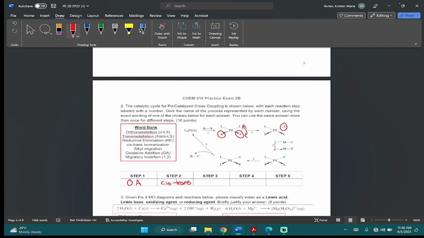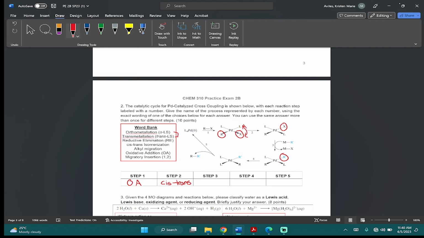Then for the third step, we're adding a singular ligand in, so it's some type of ligand substitution. But we need to figure out what type of ligand substitution it is because we have 2 different types listed here. We have transmetallation and orthometallation. Orthometallation. Is that how you say it? So here is the ortho part of our ligand attaching to it. Does it have an ortho part? Is this a ring? No, so it can't be that one. It has to be the transmetallation.